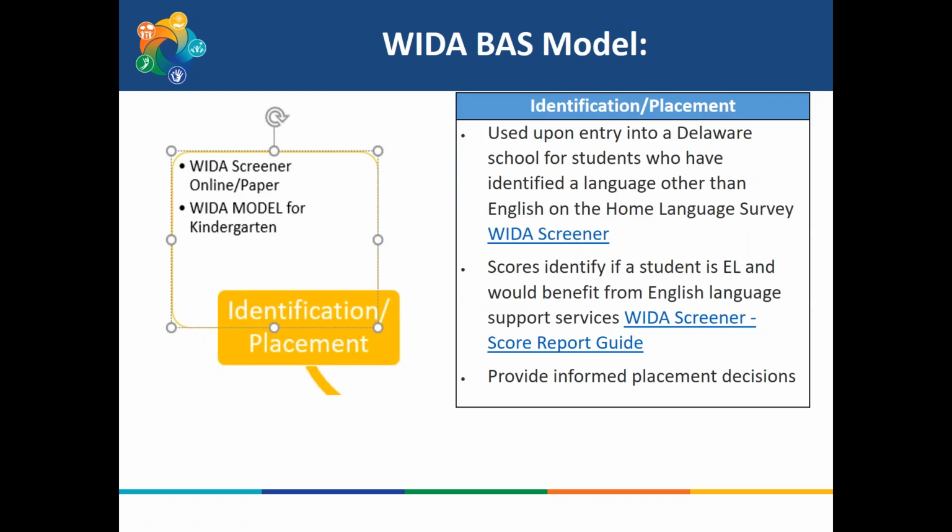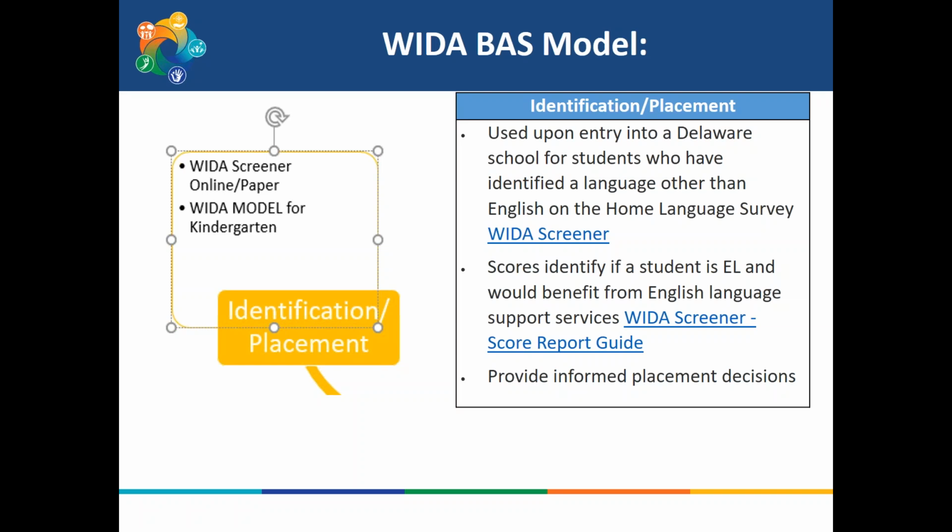So if you have a copy of the model, you can take a look at that first section. The process for identification and placement begins with the home language survey. Once they take the home language survey, if a language other than English is identified, then they're given the screener to determine if the student is an English learner.